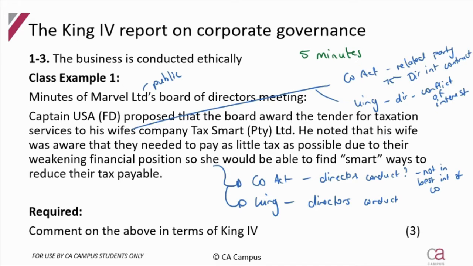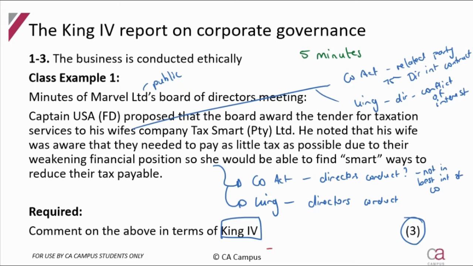Okay. Then we get to our required: comment on the above in terms of King. So I'm only focusing on King. I can now go and ignore the two elements from the Companies Act. Remember guys, the reason why I've put this down is because we've done Companies Act now, and we don't know what the required is going to be. So every time I read a point, I make the notes as I read it from the information I have stored already. So, comment on the above in terms of King. It's for 3 marks. What do I have to do?